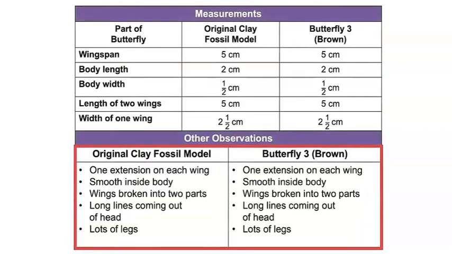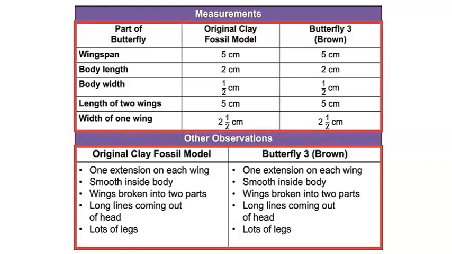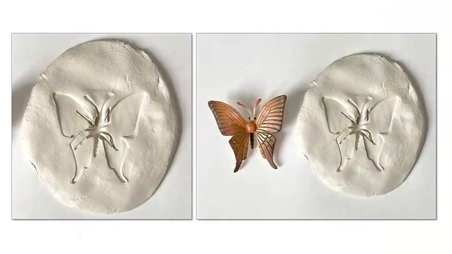Let's look back at all of our evidence and check one more time before we get too excited. I noticed not only were our other observations the same, but the measurements for that clay fossil model all match the original one too. So which butterfly made the impression in my original fossil model? Did you say butterfly 3? That's what the evidence shows. It shows that I used butterfly number 3 to create the original fossil model.